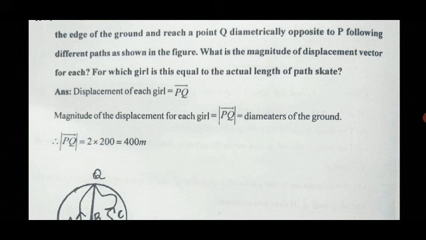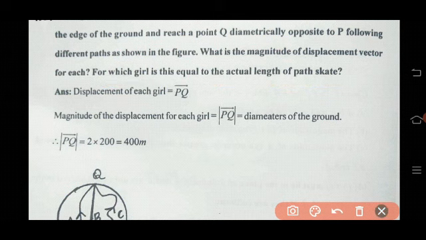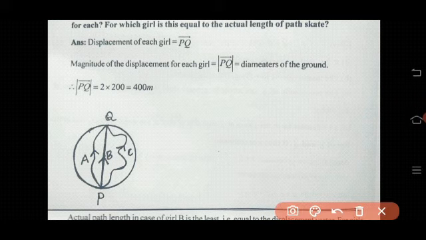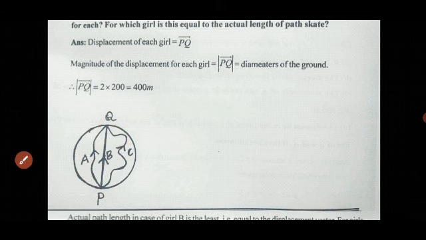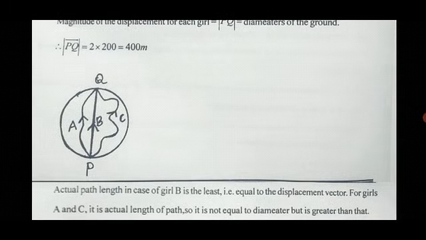Okay, so then see the question, second part. For which girl is this equal to the actual length of the path of the skate? Okay, so for which one the displacement equal to the path length? It is clear from the figure that for the girl B, the path length as well as displacement both are equal. Okay, but for the girl A as well as girl C, path length is more than the displacement. So that answer is B.